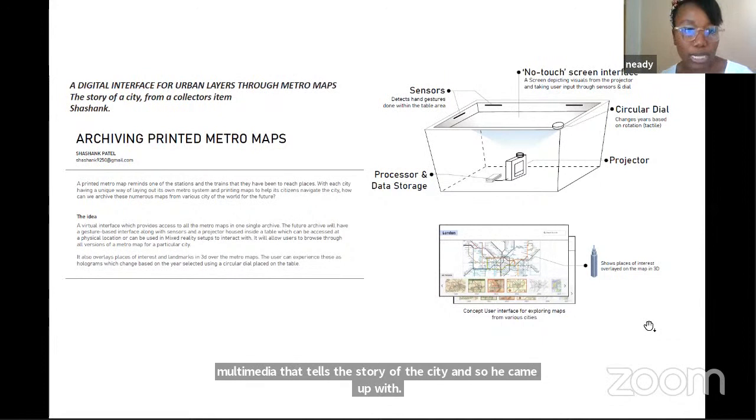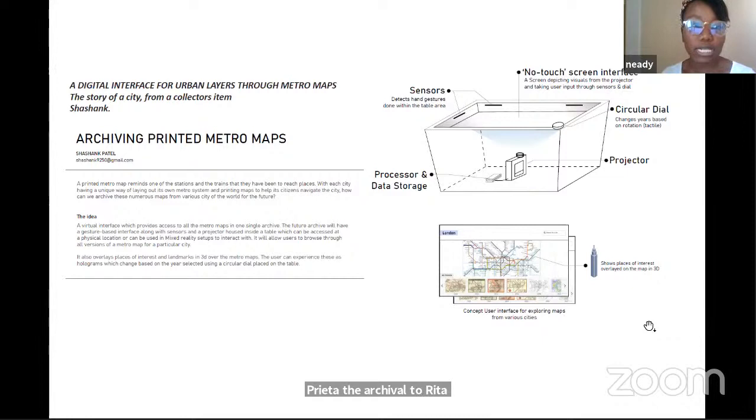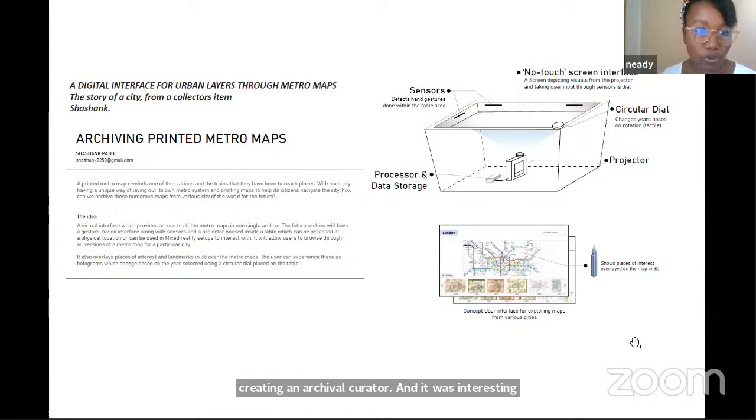We essentially had to place ourselves to be either the archive creator, the archival curator, or the user of the archive. In this space, he placed himself in the position of an archival creator and an archival curator. And it was interesting, he thought of it being a way of experiencing the city within different interfaces. A lot of these ideas are not necessarily fleshed out. It's just ideas we had within a day of the digital tools we could use for the archiving.